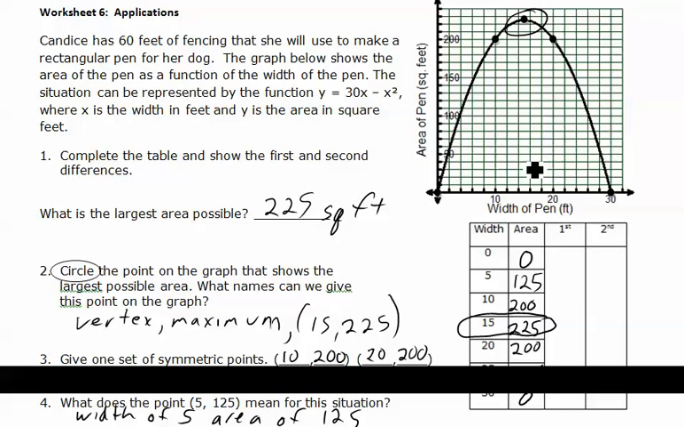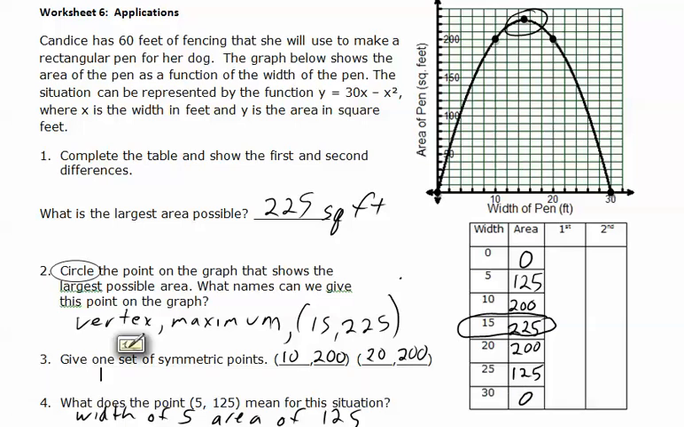I actually left something out over here. Realizing I left a part of the directions out here. It says complete the table and show the first and second differences. So let's go back and do that as well. So our first differences are up by 125, up by 75, up by 25, down by 25, down by 75, and down by 125.